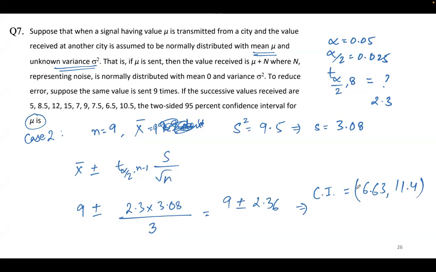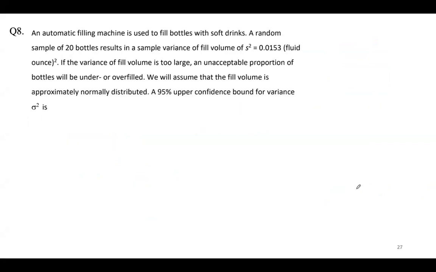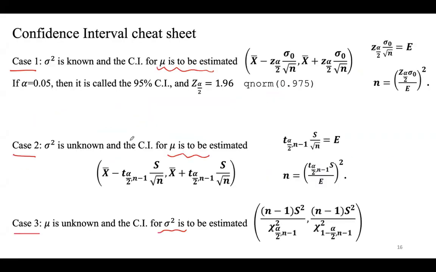Okay. All right. And now I think we'll just have the last case. So this was a slightly different form. So now what we have is a sample of 20 bottles. So n is 20. The sample variance, so S square here, 0.0153. Now the variance of the fill volume is too large and an unacceptable proportion of the volumes will be under or overfilled. We'll assume the fill volume is approximately normally distributed. And we want to find out the upper confidence interval for the variance, sigma square, right? So that becomes the last case, case 3 type of a thing.